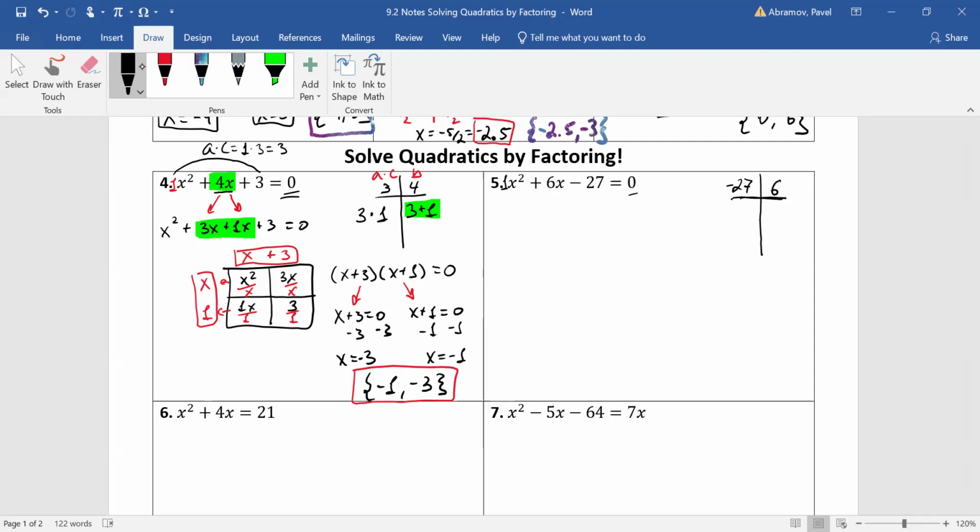Since 27 is negative, that means that the numbers should be positive and negative. So the set of these numbers that we can use is probably negative 3 times 9. And then if we try it, negative 3 plus 9 does equal 6. So from here, we're using negative 3 and 9 to break up 6x.